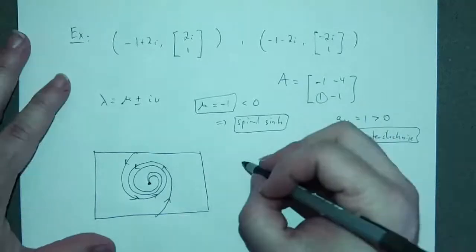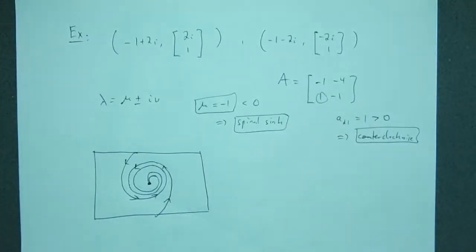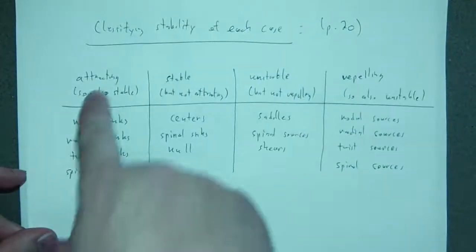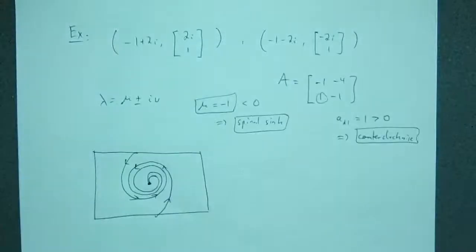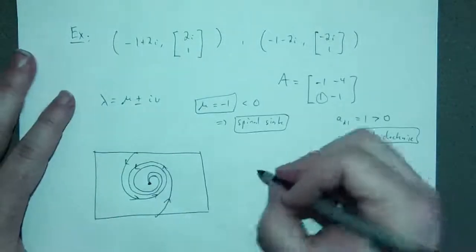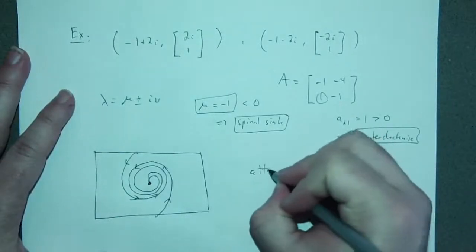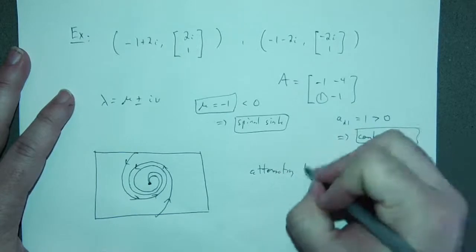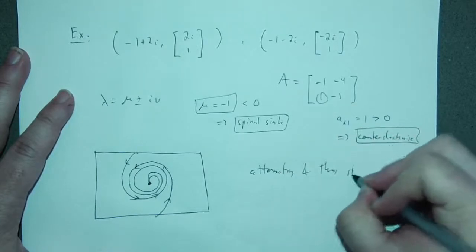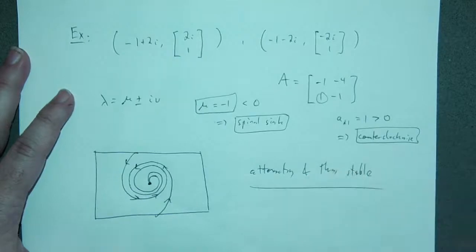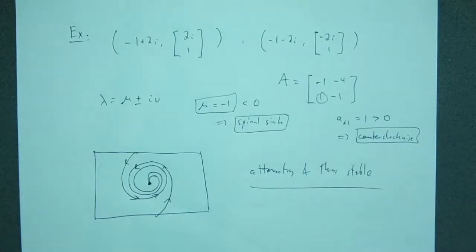So we can just pull up our list here. Spiral sinks are attracting, so also stable, so this is attracting, and thus stable. Okay, so that's how we answer questions like this.